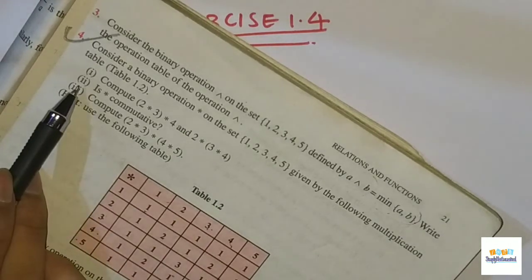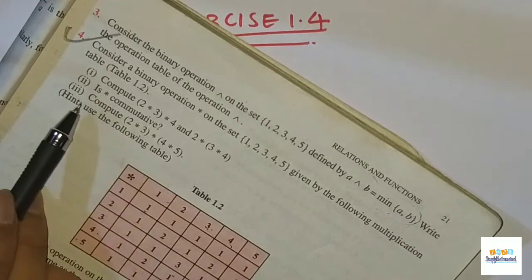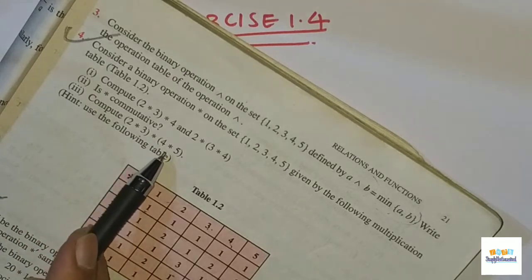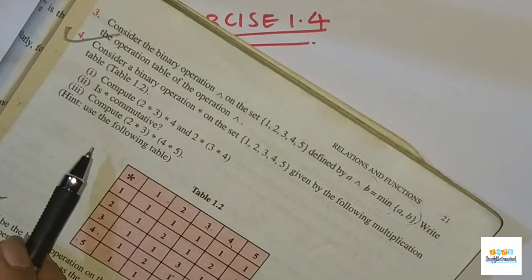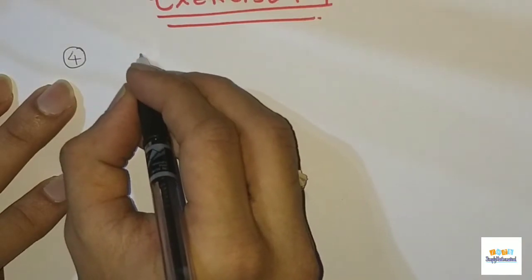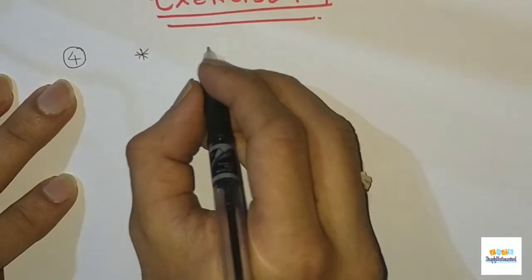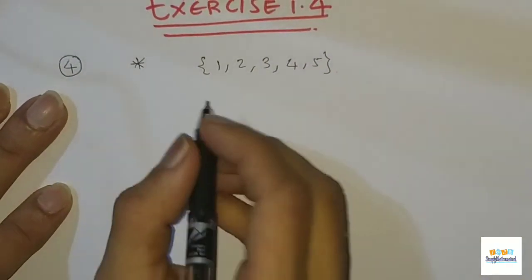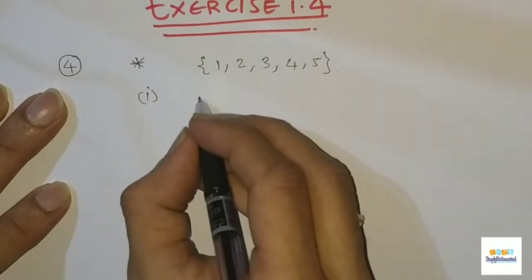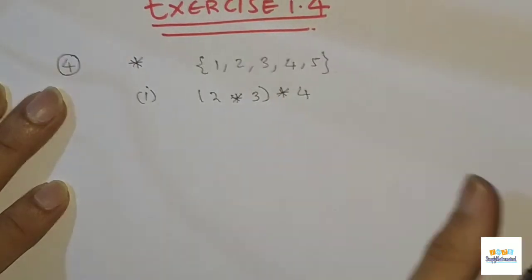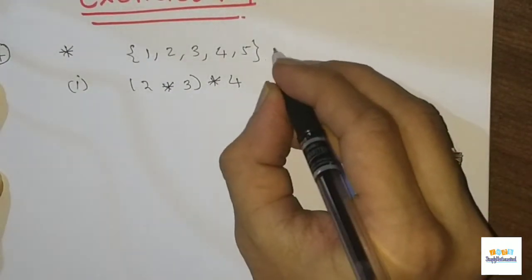Then we also have to tell whether star is commutative, and third, you have to compute (2 star 3) star (4 star 5). Now they are telling you to use the table here. So let us look at the first problem. What you are given is the operation star on the set {1, 2, 3, 4, 5}. The first thing you have to compute is (2 star 3) star 4. You have to look at the table which is given.